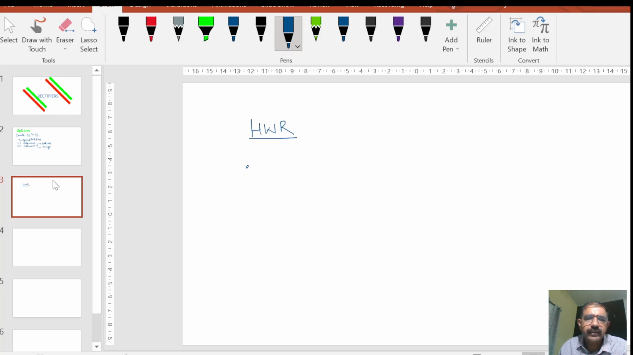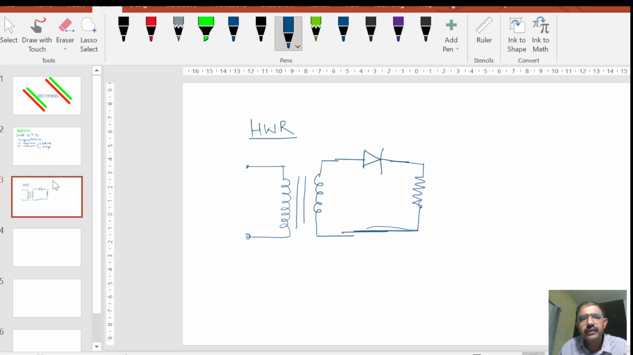So how does a half wave rectifier work? We use a step down transformer. You are familiar: in a step down transformer, the number of turns in the secondary winding is lesser in comparison to the primary. We use one diode here and one resistance across which we take the output. Now here we apply the input, our AC.